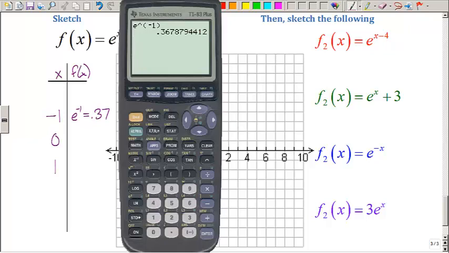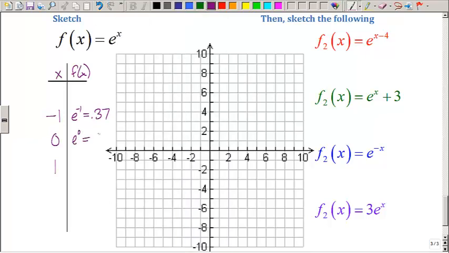e to the 0, well, I could probably do that one in my head, but just in case you were wondering, e to the 0 does equal 1, which we thought it was going to equal 1 anyway. e to the 0, because e is a number, is 1.